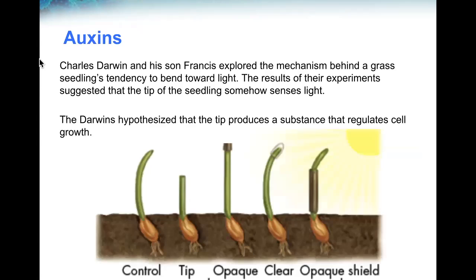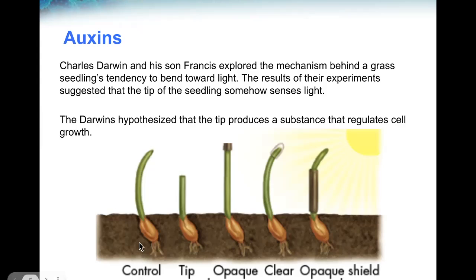Charles Darwin and his son Francis explored the mechanisms behind the grass seedling tendency to bend toward light. The results of their experiments suggested that the tip of the seed somehow senses light. The Darwins hypothesized that the tip produces a substance that regulates cell growth.